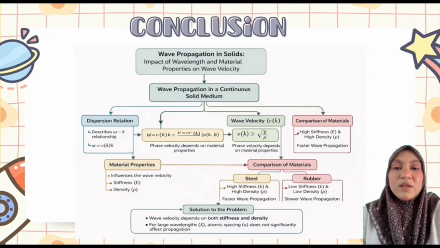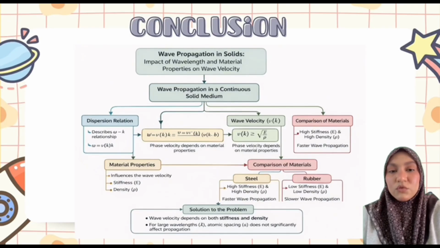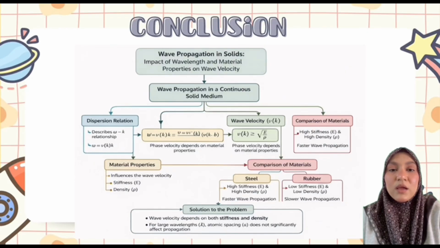And the fourth, comparison of materials. Steel has high stiffness and density, leading to faster wave propagation, while rubber has lower stiffness and density, resulting in slower wave propagation. And conclusion: the wave velocity in solids is influenced primarily by the material stiffness and the density, as shown in the formula v = √(E/ρ).